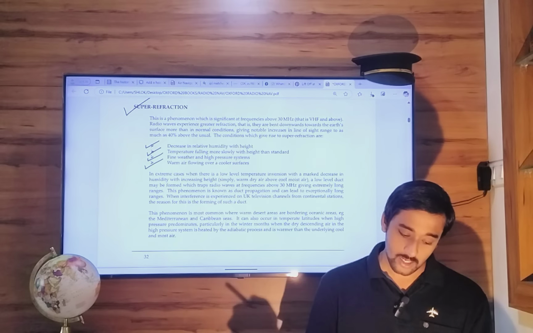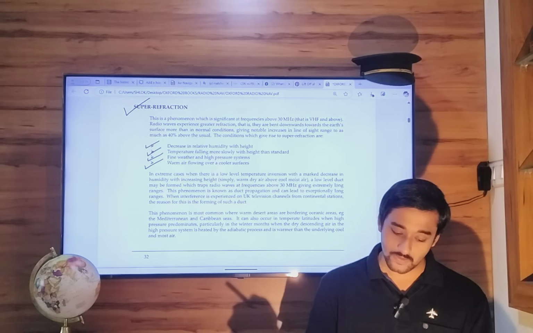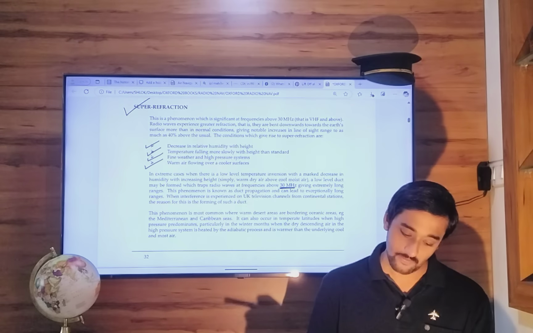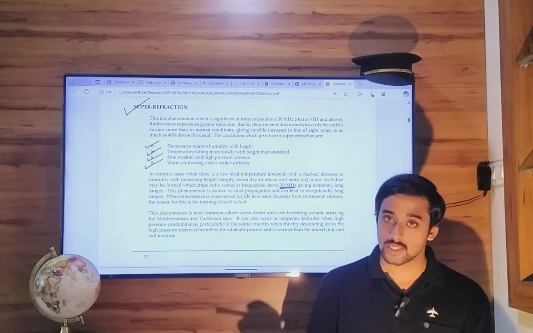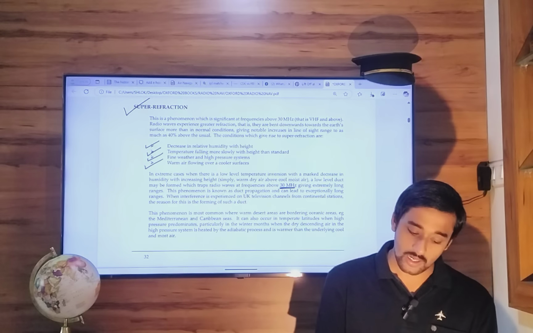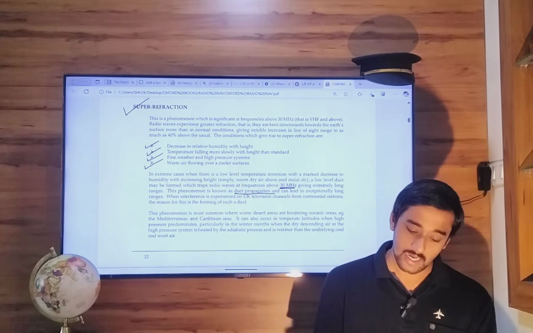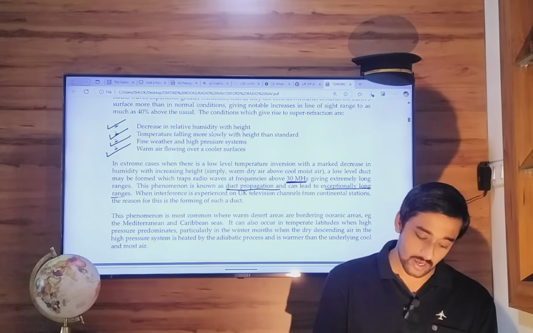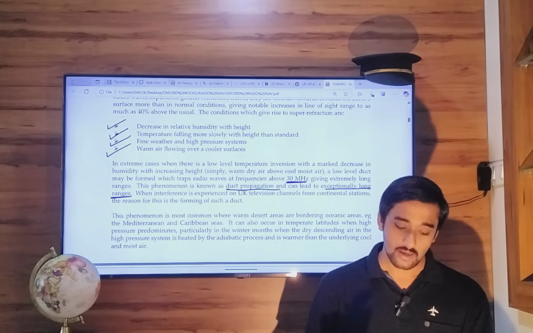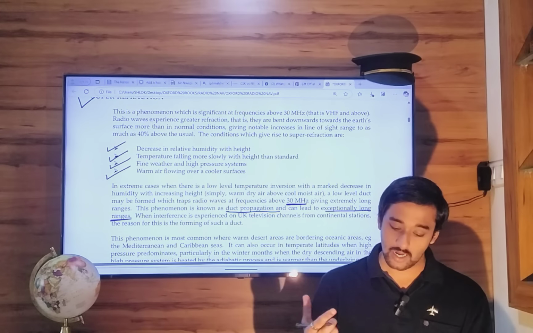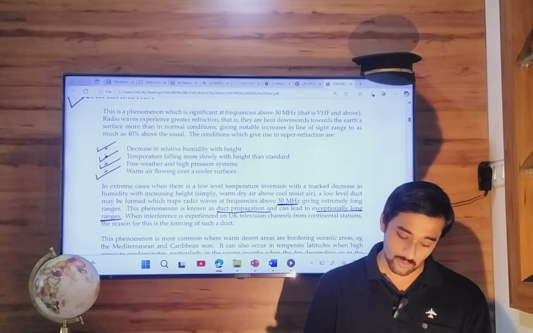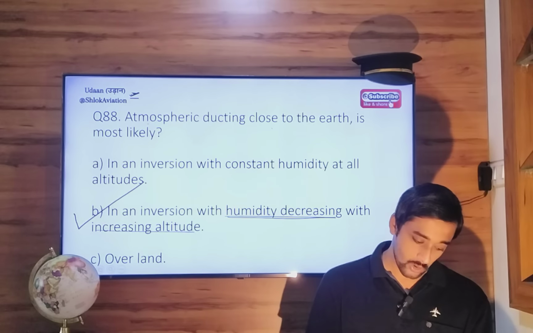a low level duct may be formed which traps radio waves at frequencies above 30 MHz, that is above the high frequency band, giving extremely long distances. This phenomenon is called duct propagation and can lead to exceptionally long ranges. So underline this paragraph, you must remember this: the favorable conditions and the advantages of this phenomenon. Okay, next point, very important.